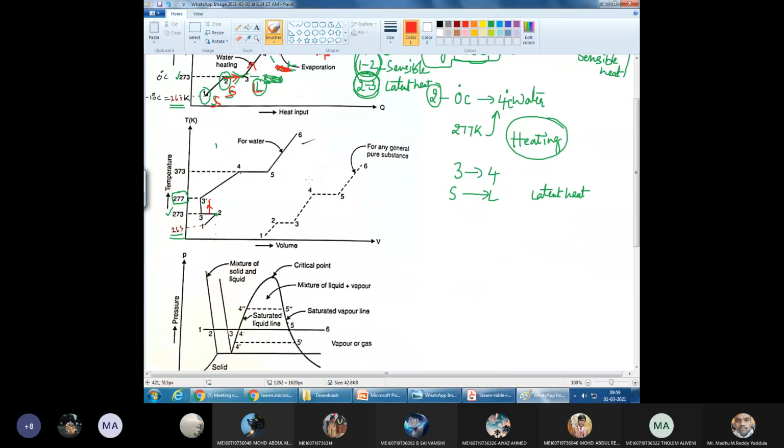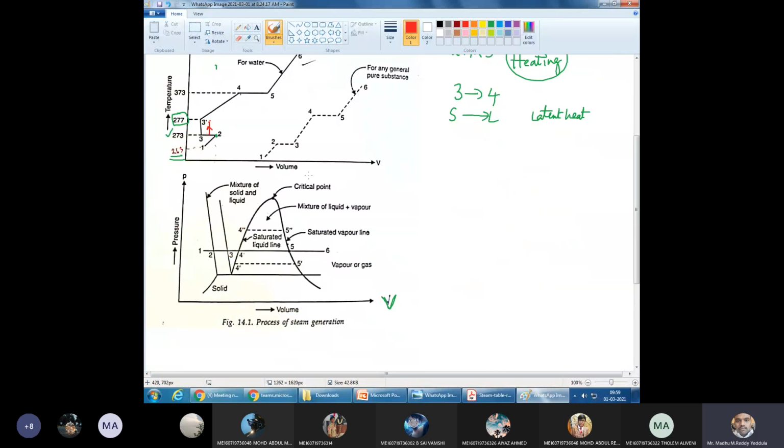Now in the same way you can observe this PV diagram, right? So in the PV diagram, this is the constant pressure line, a horizontal line. Okay, as you know, this is the saturated liquid line, this is the saturated vapor line. These liquid line and vapor line are meeting at a point. We can call that the critical point.